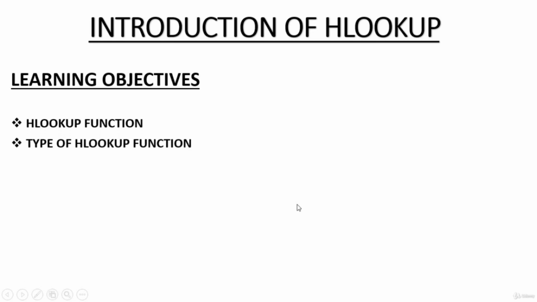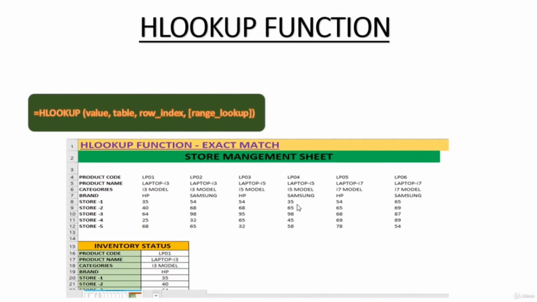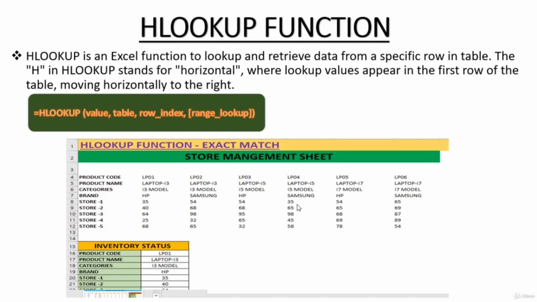Welcome to the introduction of the HLOOKUP function. In this section we are going to look at what the HLOOKUP function is and what the types of HLOOKUP function are. First, what is the HLOOKUP function? HLOOKUP is a function to look up and retrieve data from a specific row in a table.